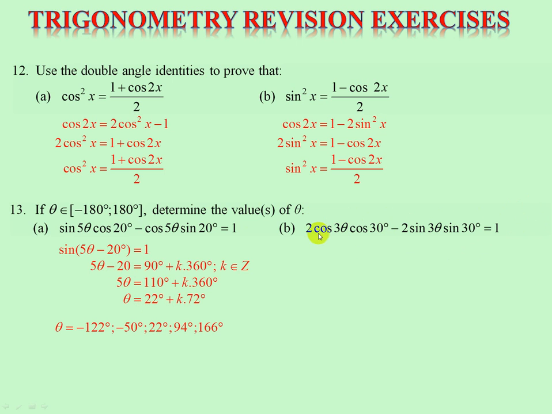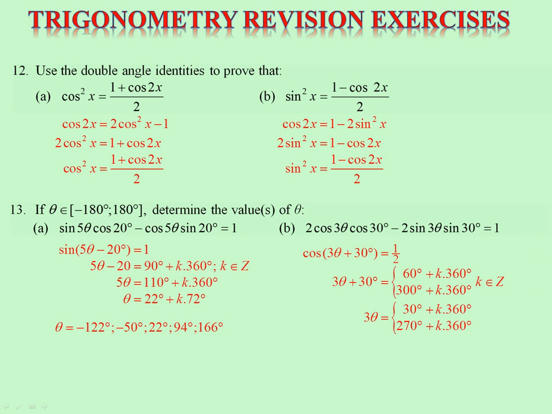Here's another formula here, except there's a 2 there. So, in fact, I've divided by the 2, and cos 3 theta, cos 30 minus sine 3 theta, sine 30 gives you cos of 3 theta plus 30. We're going to solve for 3 theta plus 30. Remember, cos is selfish, eliminate it. General solution, where's cos positive, first and fourth. 60 degrees, 300 degrees, plus k 360, k element of Z. Subtract the 30 degrees. Divide by 3. And now we have to find values between negative 180 and 180 using values of k. It gives us that.